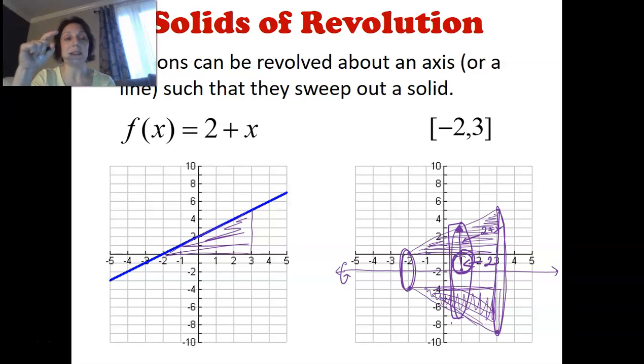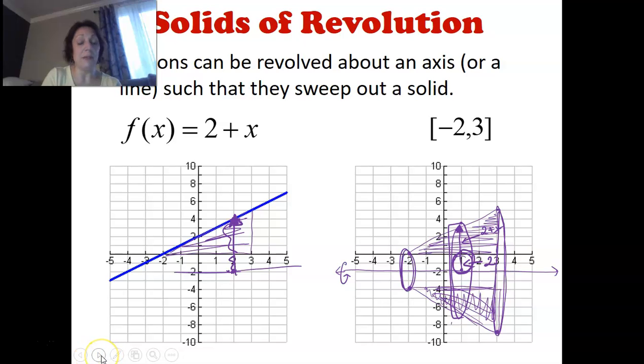Your radius is the distance from the center, the axis of rotation, out to the edge of the shape, your function. Okay. So in 2D, the distance from my axis of rotation out to the edge of my shape, which in this case is my function plus 2 more. Okay, let's look at a couple examples.